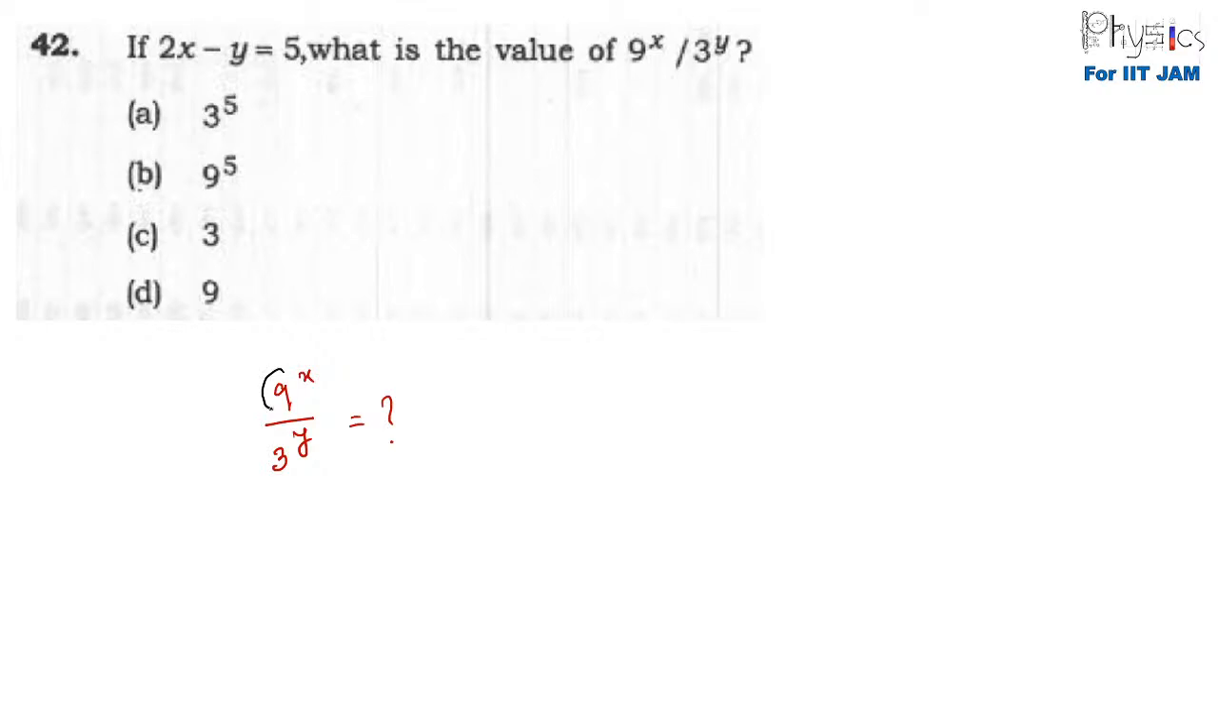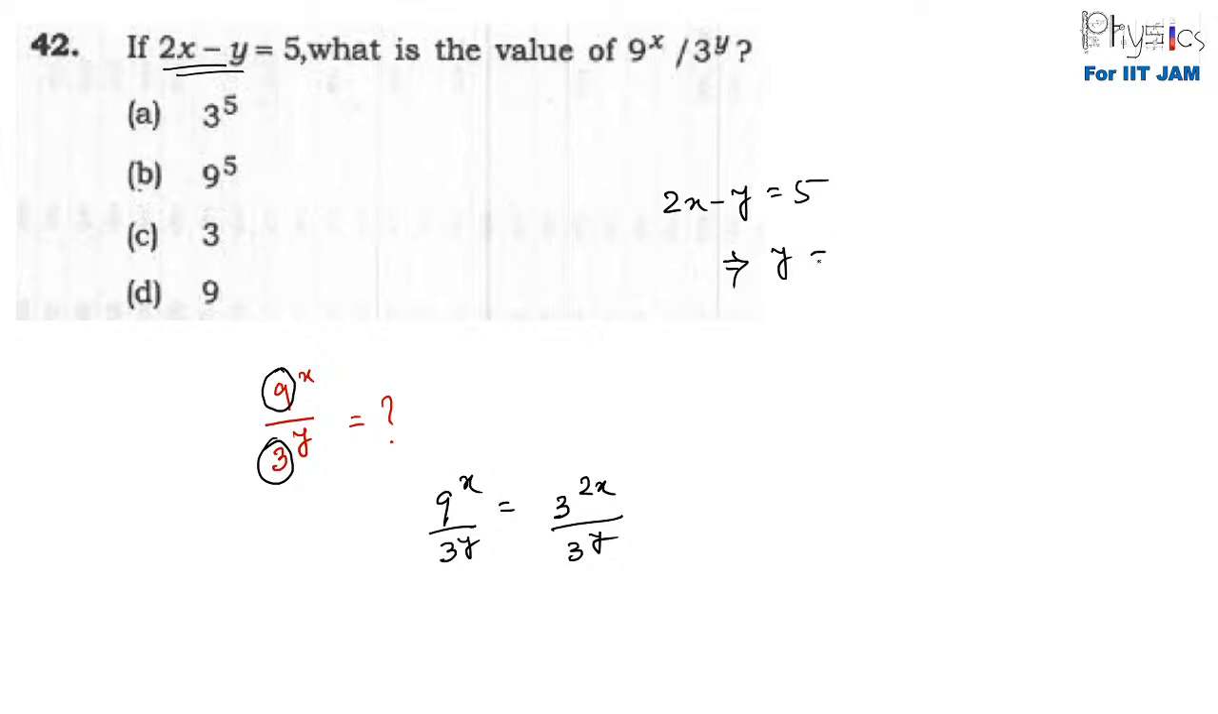See, here it is 9 and this is 3, right? Now we can simplify 9 to the power x to 3 to the power twice x, divided by 3 to the power y. And from this we have 2x minus y equal 5, which gives us y equal 2x minus 5. That is 3 to the power 2x divided by 3 to the power 2x minus 5.